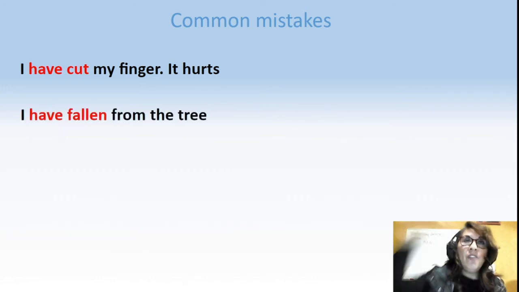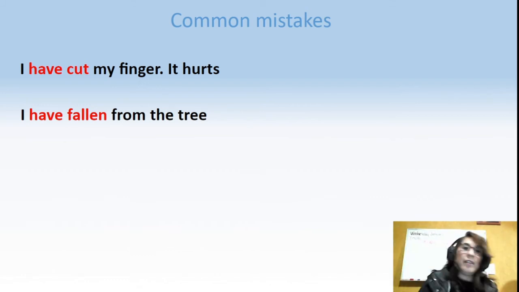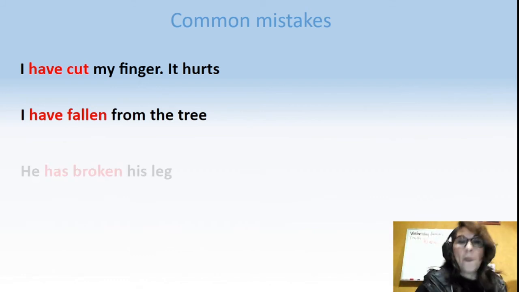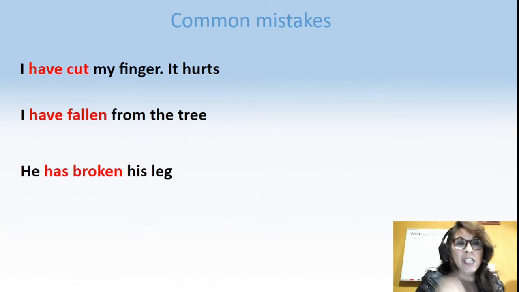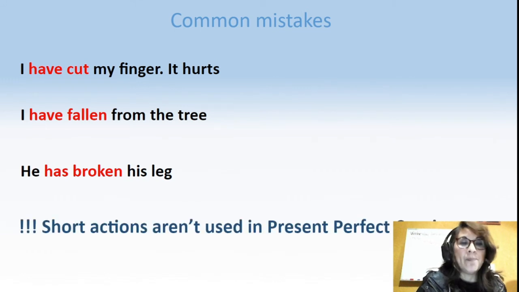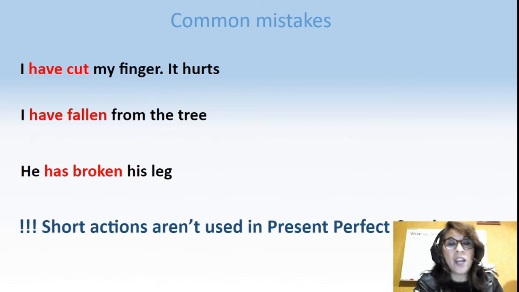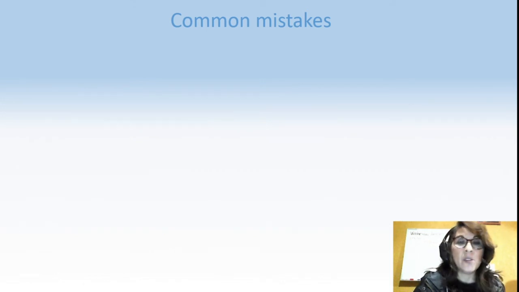I have fallen from the tree because I climbed a tree and then I have fallen. Then he has broken his leg. So in this case, you have to use present perfect simple because they are short actions, and short actions aren't used in present perfect continuous.